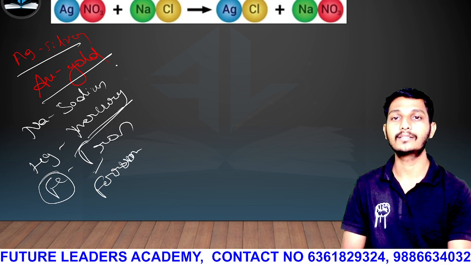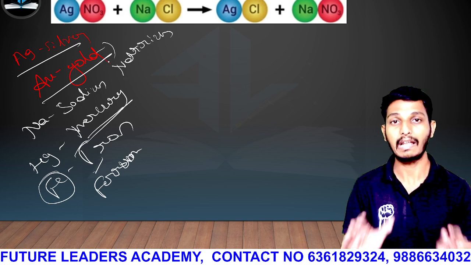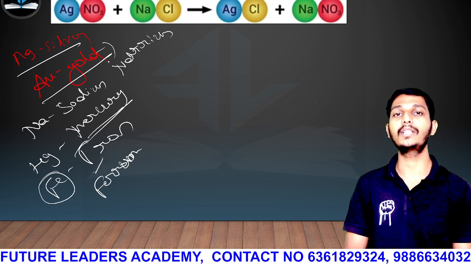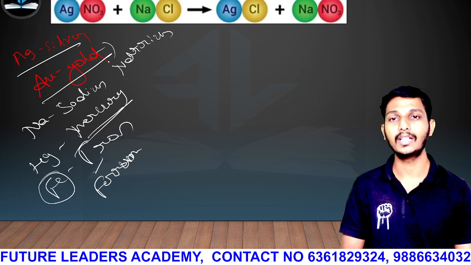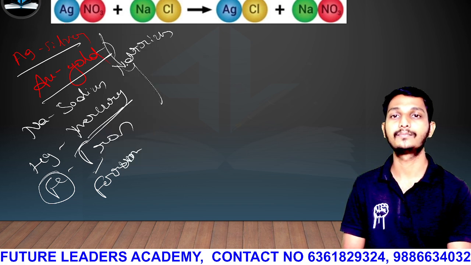Sodium name is natrium. Gold name is aurum. Silver name is argentum. Like this. Mercury is hydrargyrum. These are the Latin or Greek names of the elements or atoms.